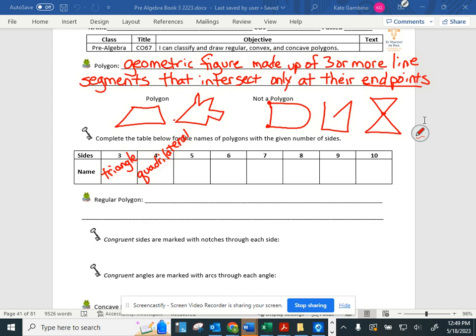Just like a triangle, we don't say acute triangle, we don't say isosceles triangle, we just call it triangle because all the different types of triangle fall under it. All these different four-sided figures will fall under quadrilateral. Five-sided figure. Pentagon. Penta means five. What do we call a six-sided figure? Hexagon.